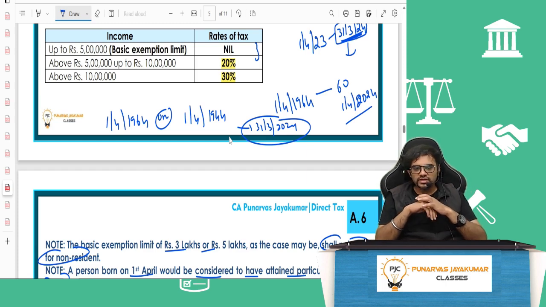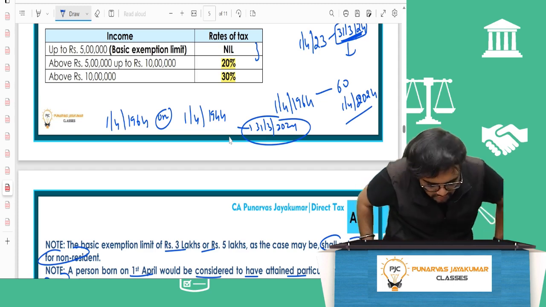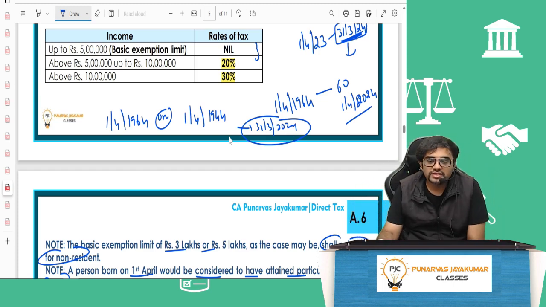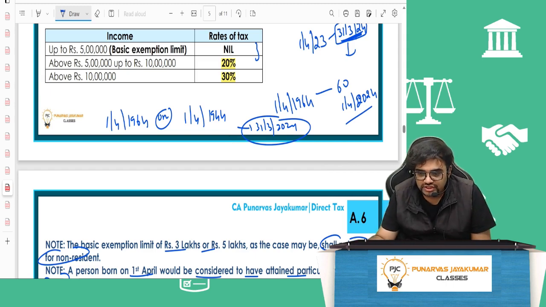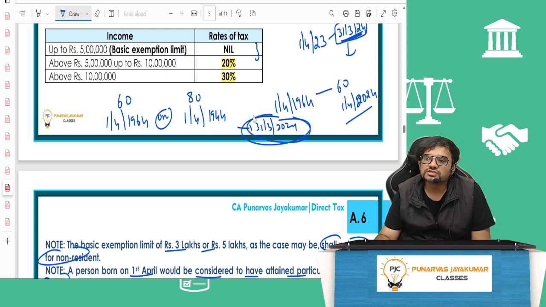Correct? So if your birthday is on 1st April 64 or 1st April 44, whatever, it doesn't matter. As per the Supreme Court decision and as per the CBDT circular, this is a question of law. When is your year completed was the question of law. They said no problem, it is deemed to be completed on 31st March of the previous year. If you are born on 1st April 64 or 1st April 44, you will become 60 or 80 as the case may be as on 31st March 2024.